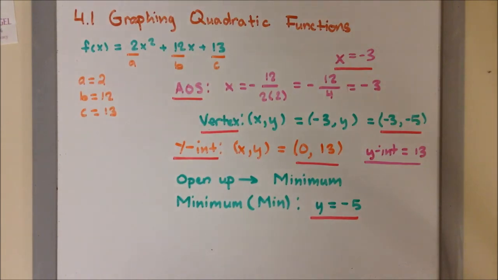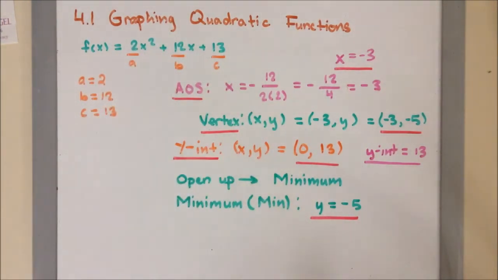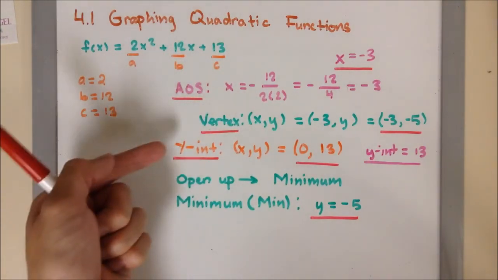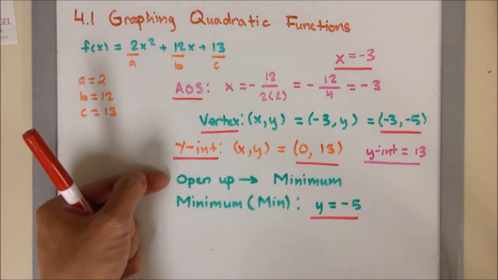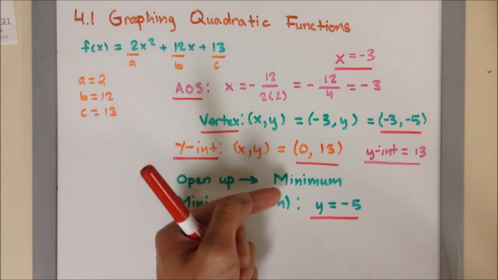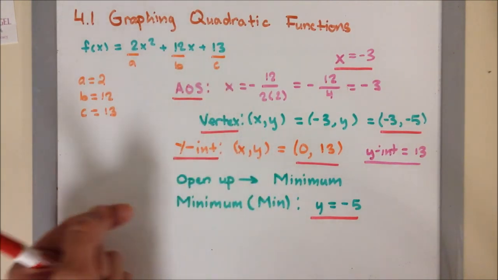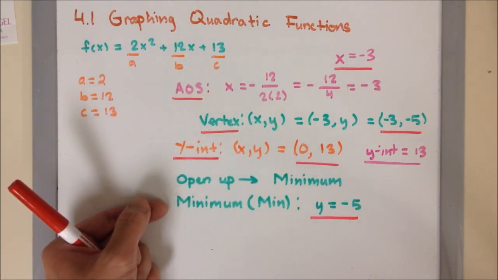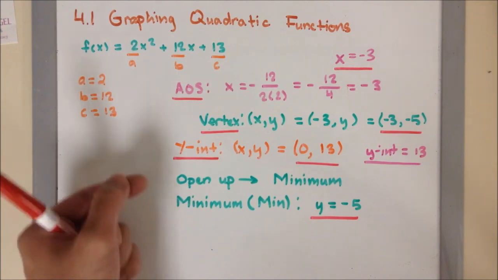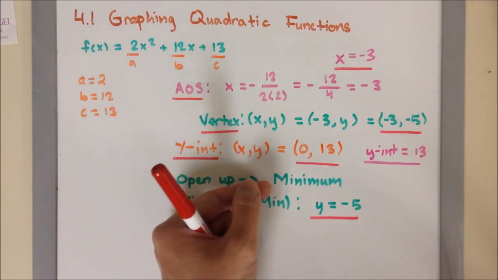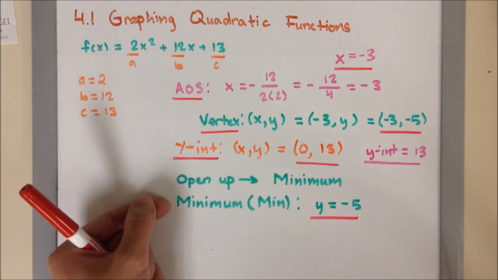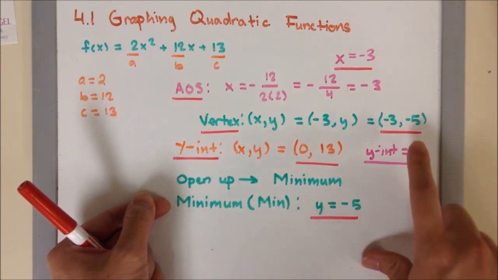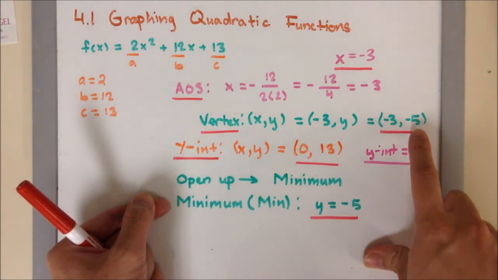And so that's pretty much what I need from you to do when given this equation: axis of symmetry, vertex, y-intercept, determine if it opens up or down, determine if it's a minimum or maximum, and then determine the minimum or maximum value. In this case, it opens up, therefore it's a minimum. In order to find the minimum value, look at the vertex, y equals negative 5.